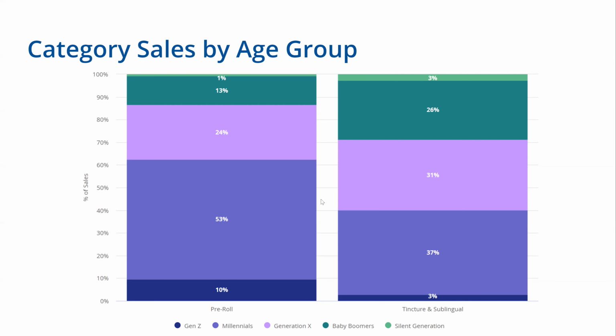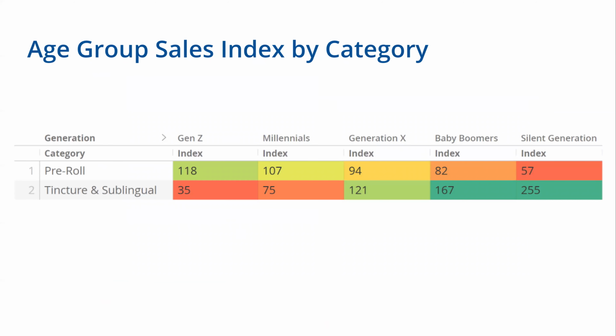Now, if you're squinting at this graph to see some of the differences, I don't blame you, especially since those lines at the top for the silent gen are really small. Next, we'll look at a sales index table that'll help us better understand the differences between these generations. Okay, so here we are looking at the sales indexes of each group within the two categories. Indexes make it much easier to understand the relative difference in spending between groups within a category. An index value of less than 100 means that the group is spending less of their wallet on that category than average. And conversely, an index value of more than 100 means the opposite, that the age group is spending relatively more than average on that category. This makes it much simpler to get a quick gauge on the differences between groups.